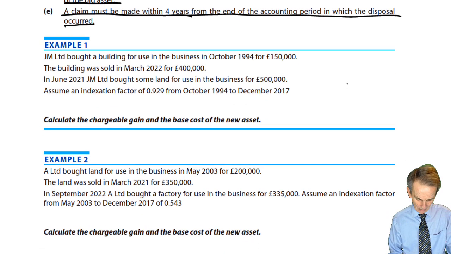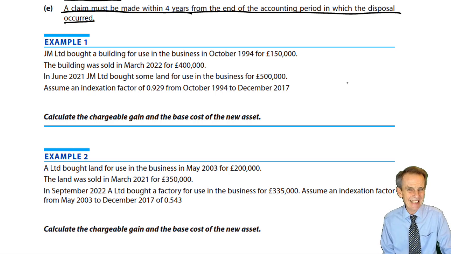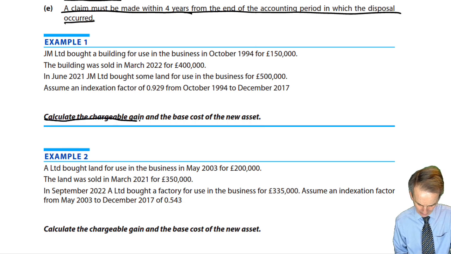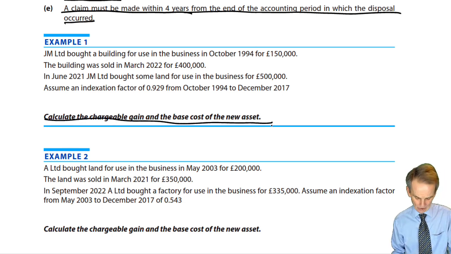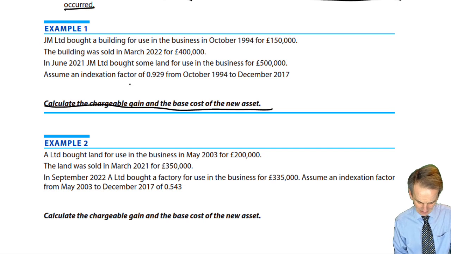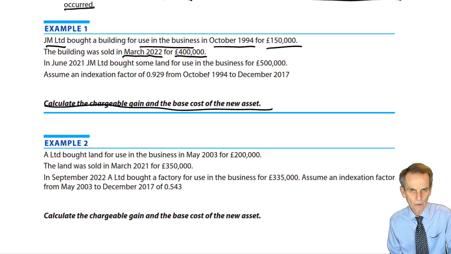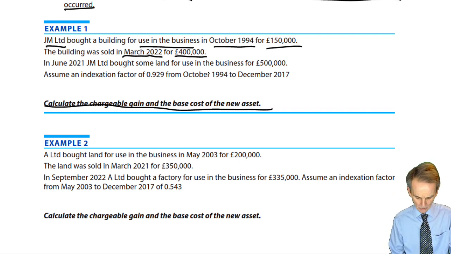We then got a couple of examples. Let's see if we can see what the difference is between the two. Example 1, calculate the chargeable gain and the base cost of the new asset. JM Limited had bought a building for use in the business back in October 94. There was your cost, 150. The building was sold in March 2022 for £400,000. There's our proceeds. Given that it was also, of course, acquired well before December 2017, there will be indexation.